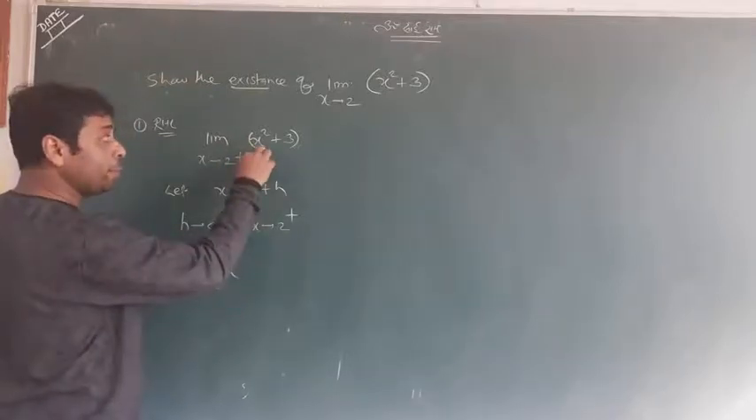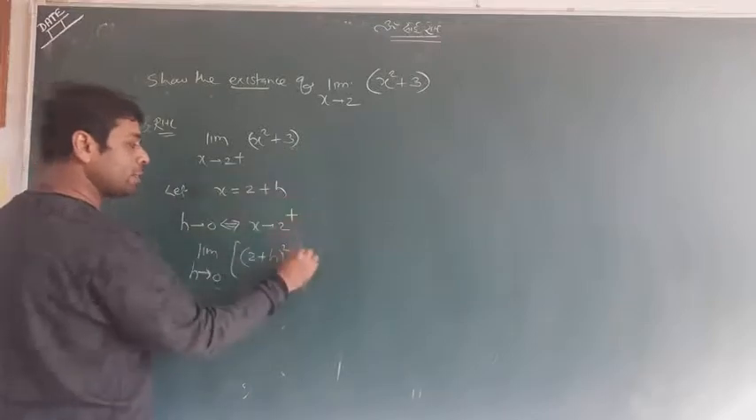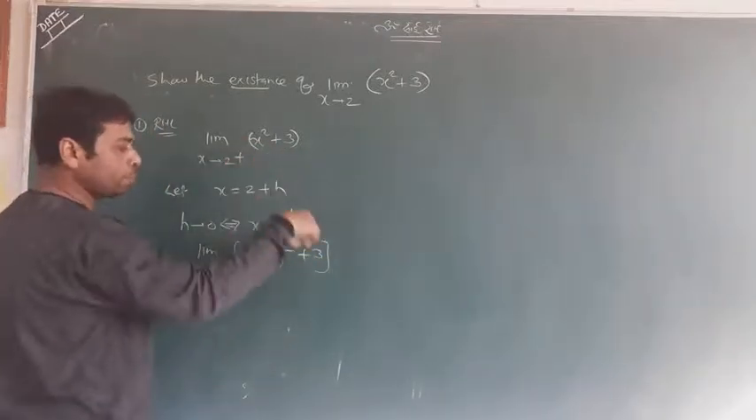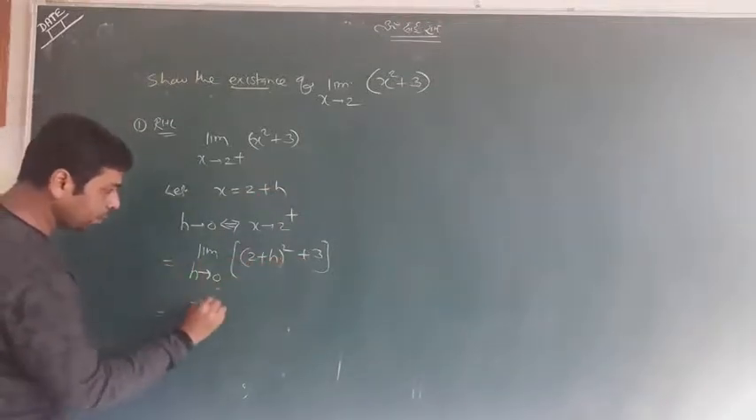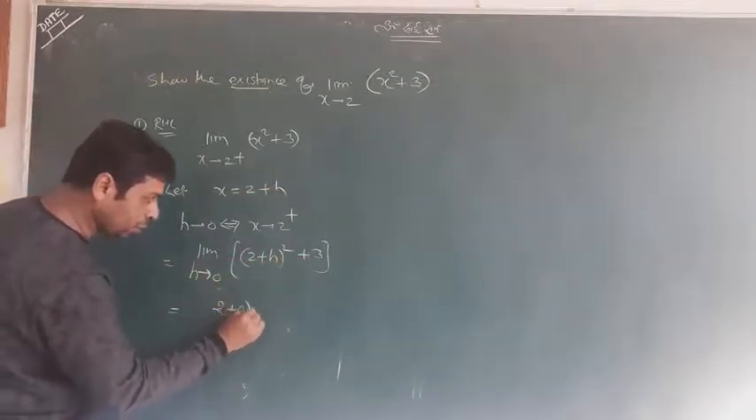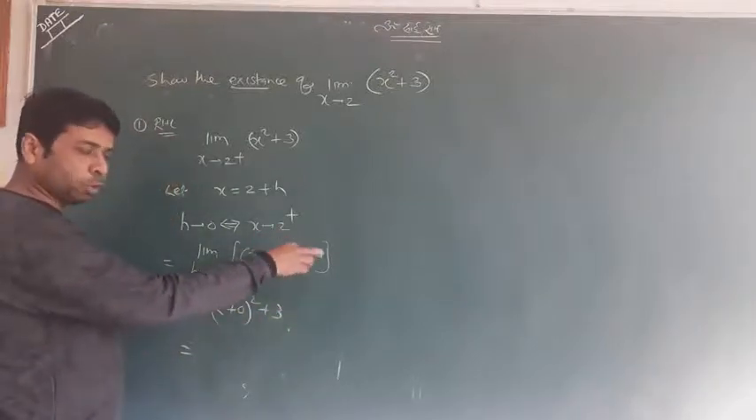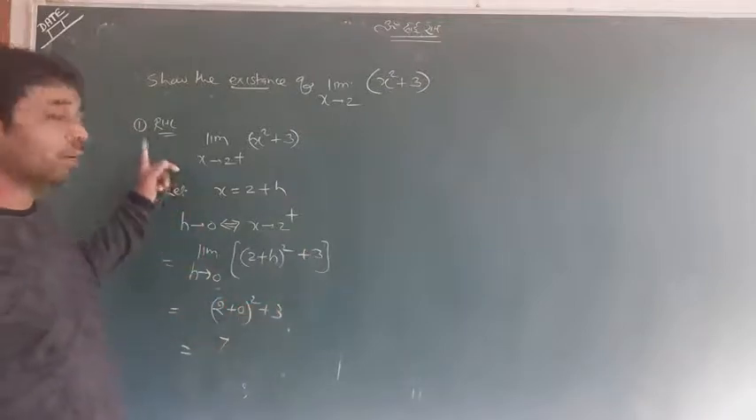So x tends to 2 plus, you will write h tends to 0. This x will be (2 plus h) whole square plus 3. Instead of x, you will write (2 plus h) whole square plus 3. Now put h equal to 0 all the way. You will get (2 plus 0) whole square plus 3. 2 2s are 4, 4 and 3 is 7. So this is the right hand limit.